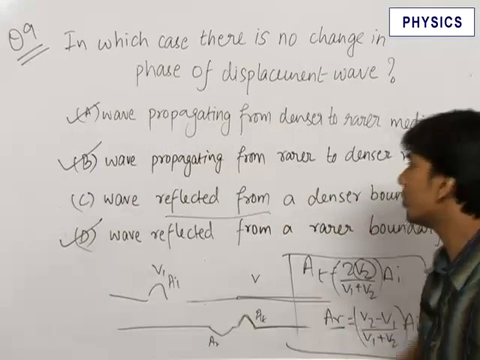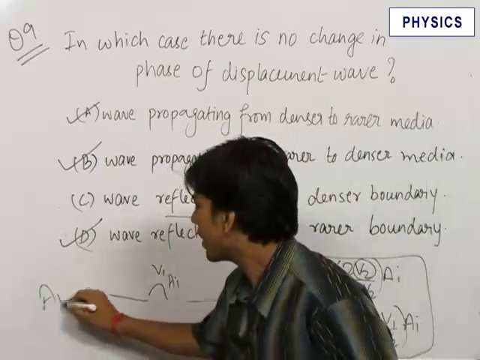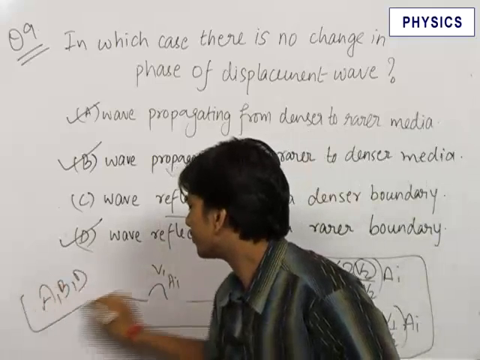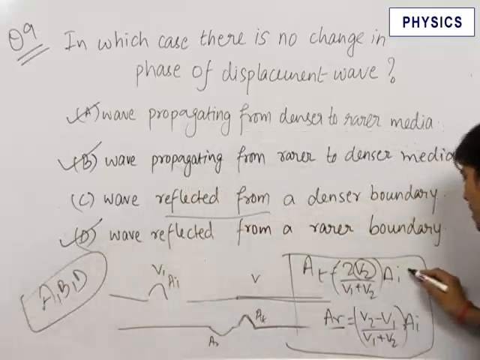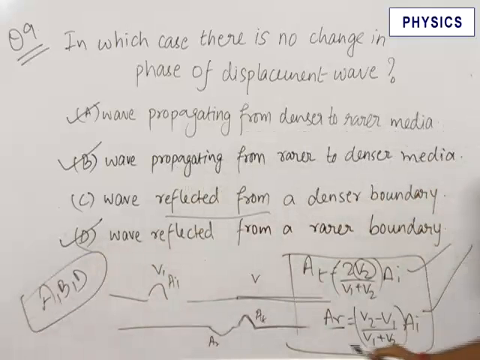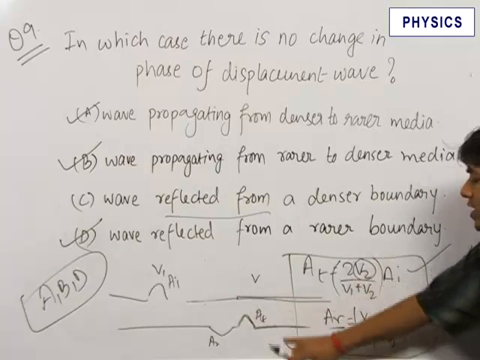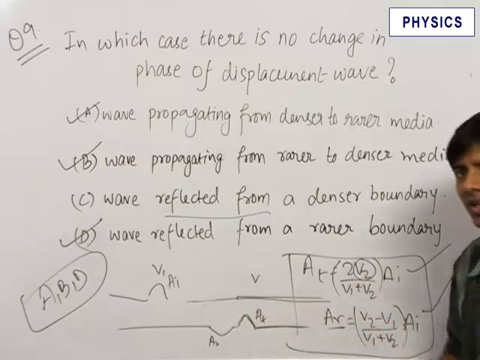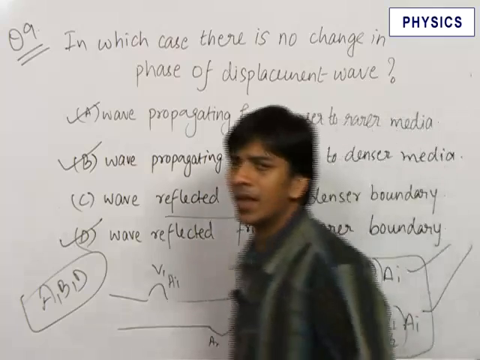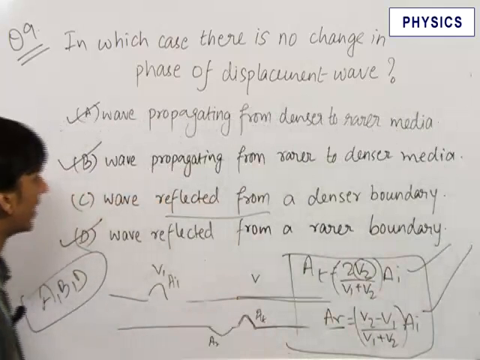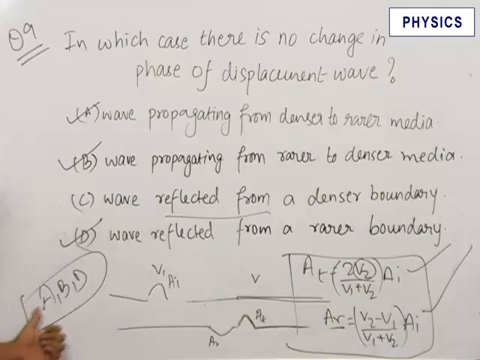Therefore, the C part will not be the answer, and the final answer will be A, B and D. So you should also remember these two important formulae for the amplitude of the transmitted and the reflected wave, which depend on the velocities of the wave in the two mediums, which in turn depends on whether the medium is rarer to denser or denser to rarer. So final answer is A, B and D.